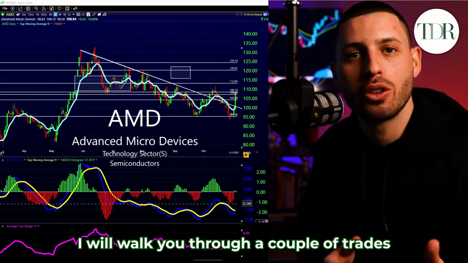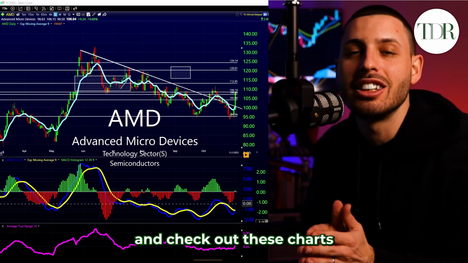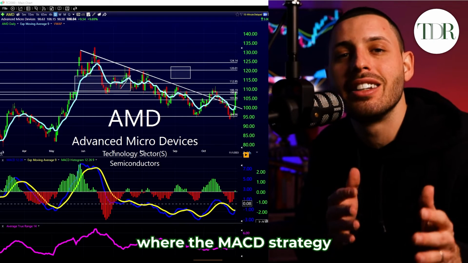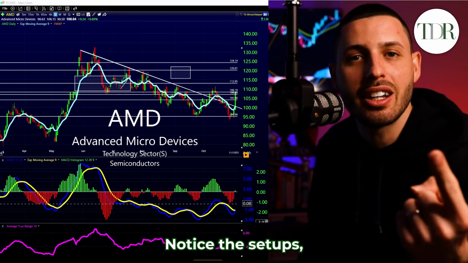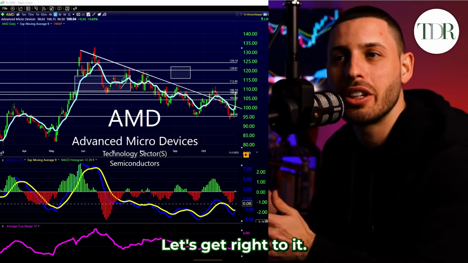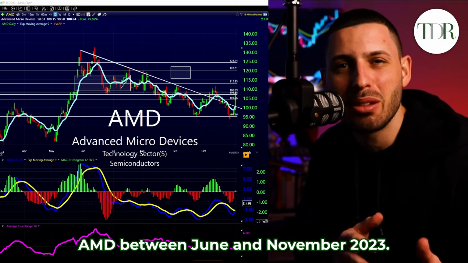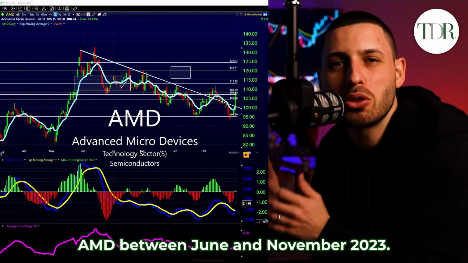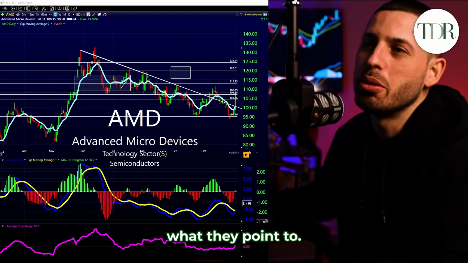I will walk you through a couple of trades, so let's roll into some highlights and check out these charts where the MACD strategy has nailed it in the past. Notice the setups, the breakouts, and the exits. Let's get right to it. First up, Advanced Micro Devices, AMD, between June and November 2023. If you want to take a look at the charts, let's see what they point to.